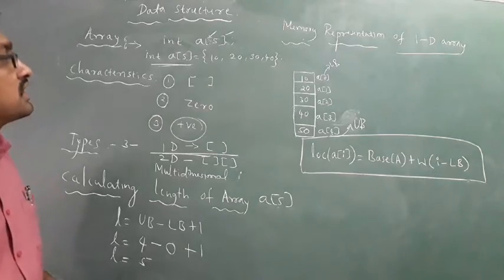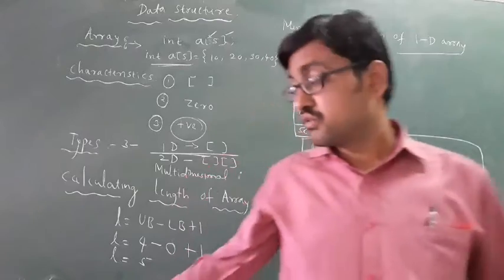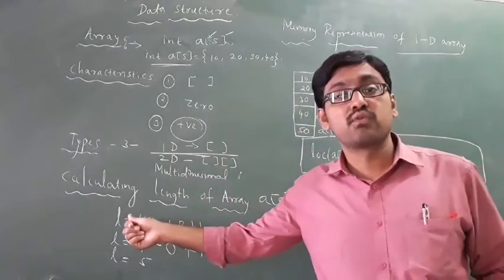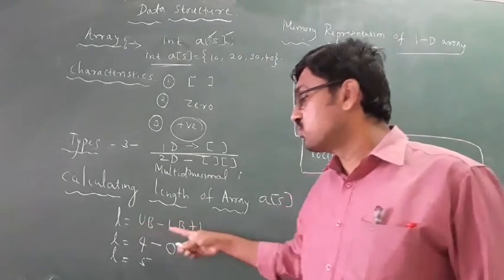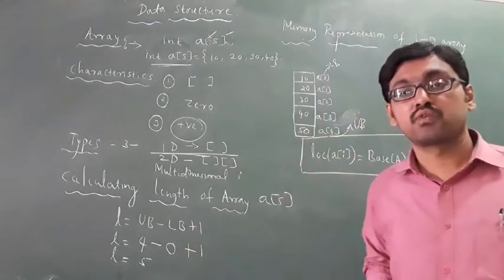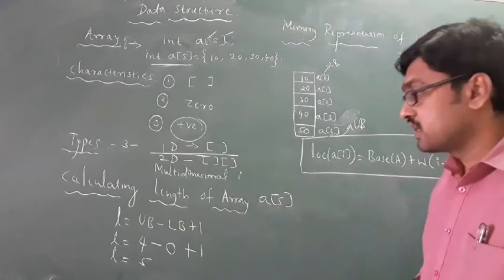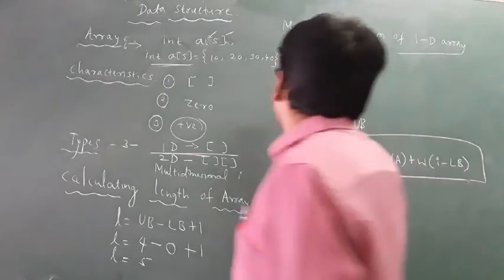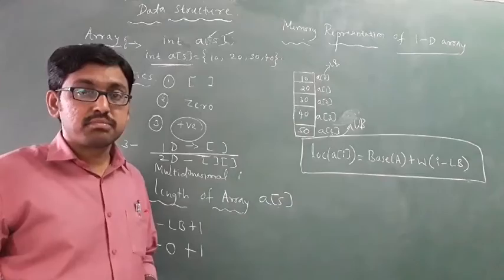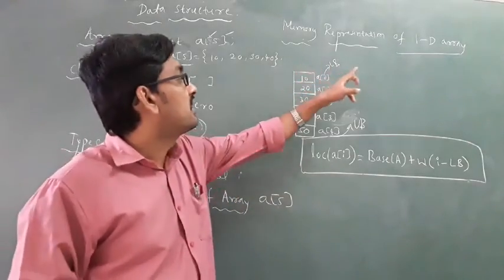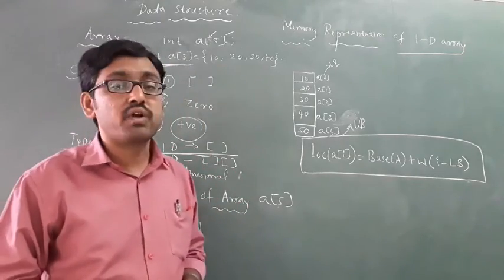In the examination they will ask you, this is a 1 mark question asked so many times: how to write a formula to calculate the length of the array. L equal to UB minus LB plus 1. This is how to calculate the length of the array. The next question they will ask you: explain the memory representation of a 1D array.